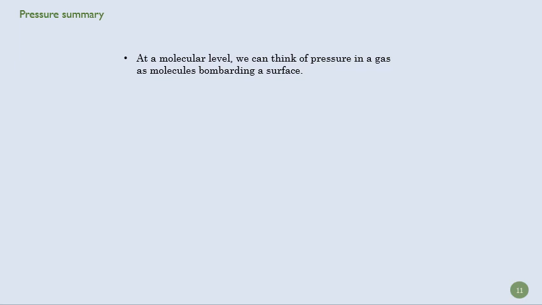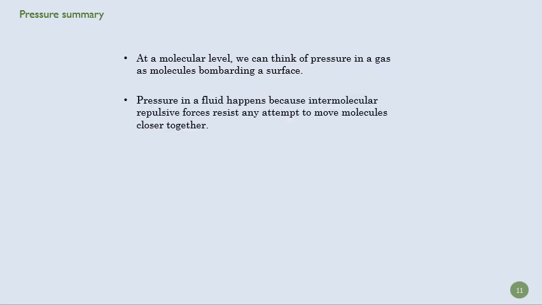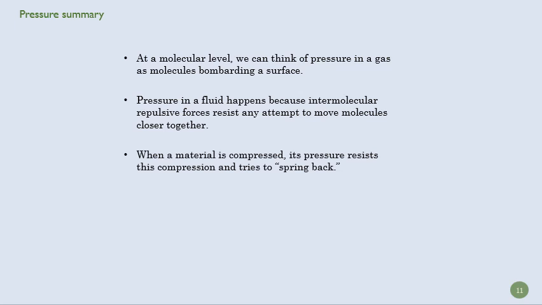So at a molecular level, we can think of pressure in a gas as molecules bombarding a surface. Pressure happens because intermolecular repulsive forces resist the attempt to move molecules close together. That's that spring, right? If we push those molecules together, they don't really want to be together, and so they're going to push back. When it's compressed, it's going to try and spring back.